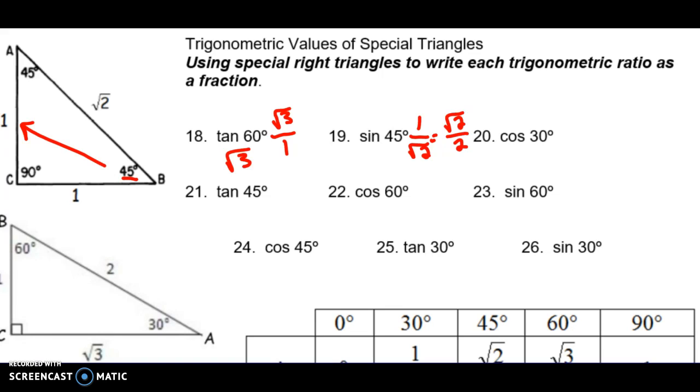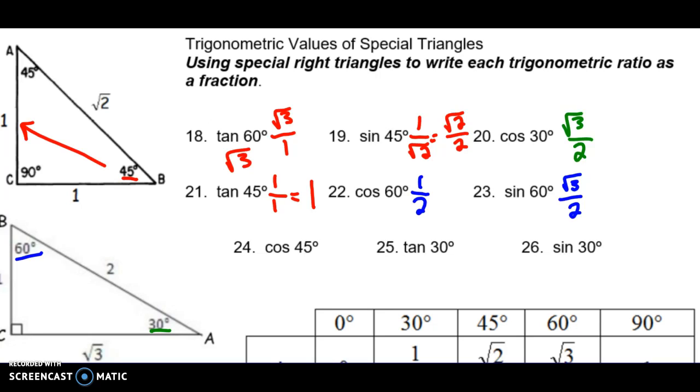For cosine of 30, cosine is adjacent over hypotenuse, so adjacent to the 30-degree angle is the square root of 3, and the hypotenuse is 2. Tangent of 45, tangent is opposite over adjacent, so 1 divided by 1, which gives me 1. Cosine of 60, adjacent to 60 is 1, and the hypotenuse is 2. Sine of 60, opposite 60, is the square root of 3, and the hypotenuse is 2.